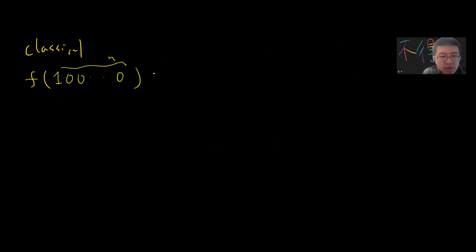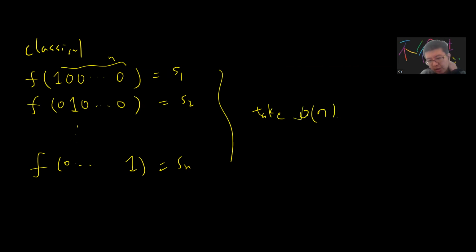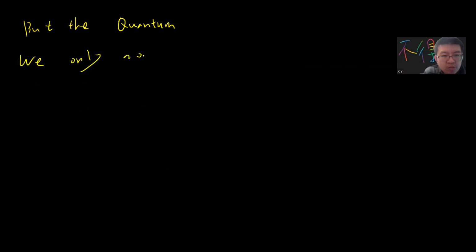Classically, one can show that if you input 1 0 0 ... 0, then you get s1, and if you input 0 1 0 ... 0, then you get s2, because this is one dotted with s. With 0 0 0 ... 1, you get sn. So you take n steps, and actually you can prove that you need n steps to find s1 to sn. But for the quantum case, we only need one query. We only need once.